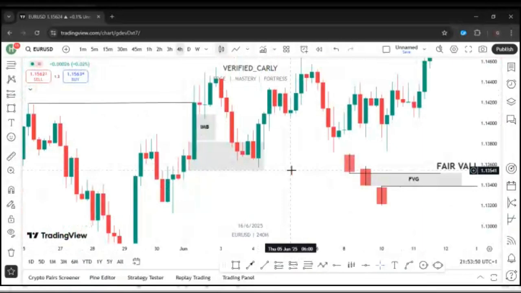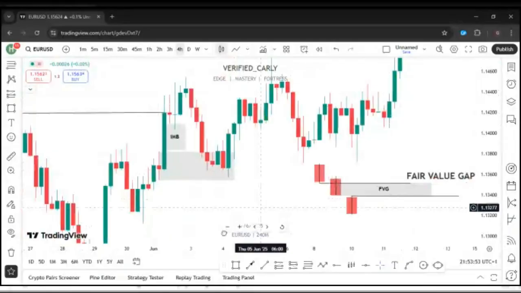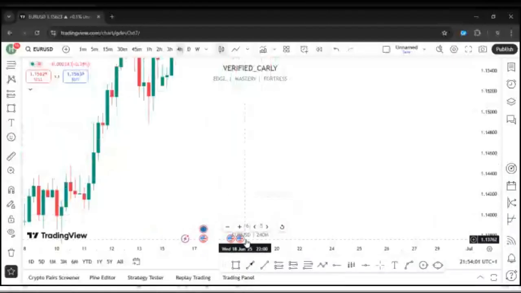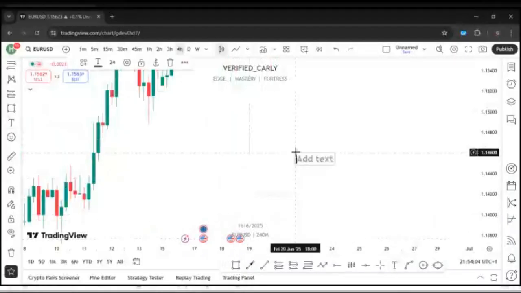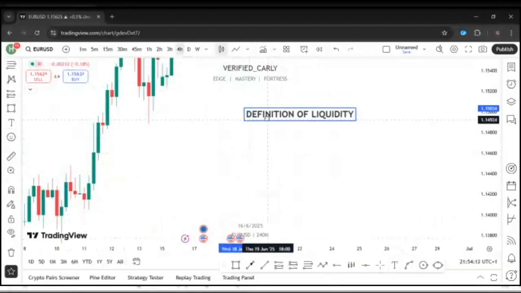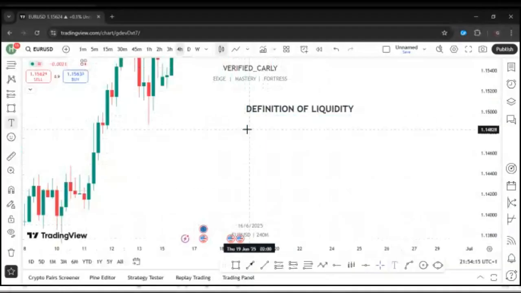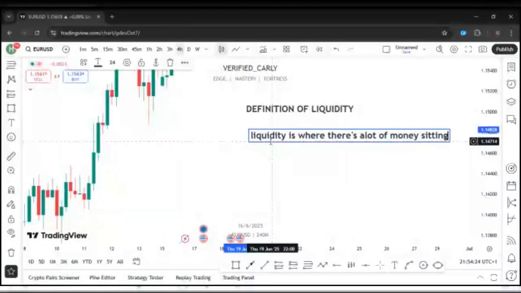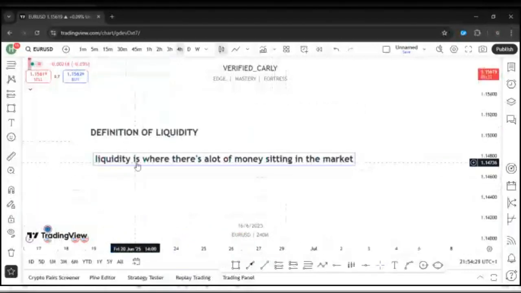So firstly, what is liquidity? Let me zoom out of this. Liquidity is where there's a lot of money sitting in the market. Let me write it down for you so you guys can pick points. What did I say? Liquidity is where there's a lot of money sitting in the market.